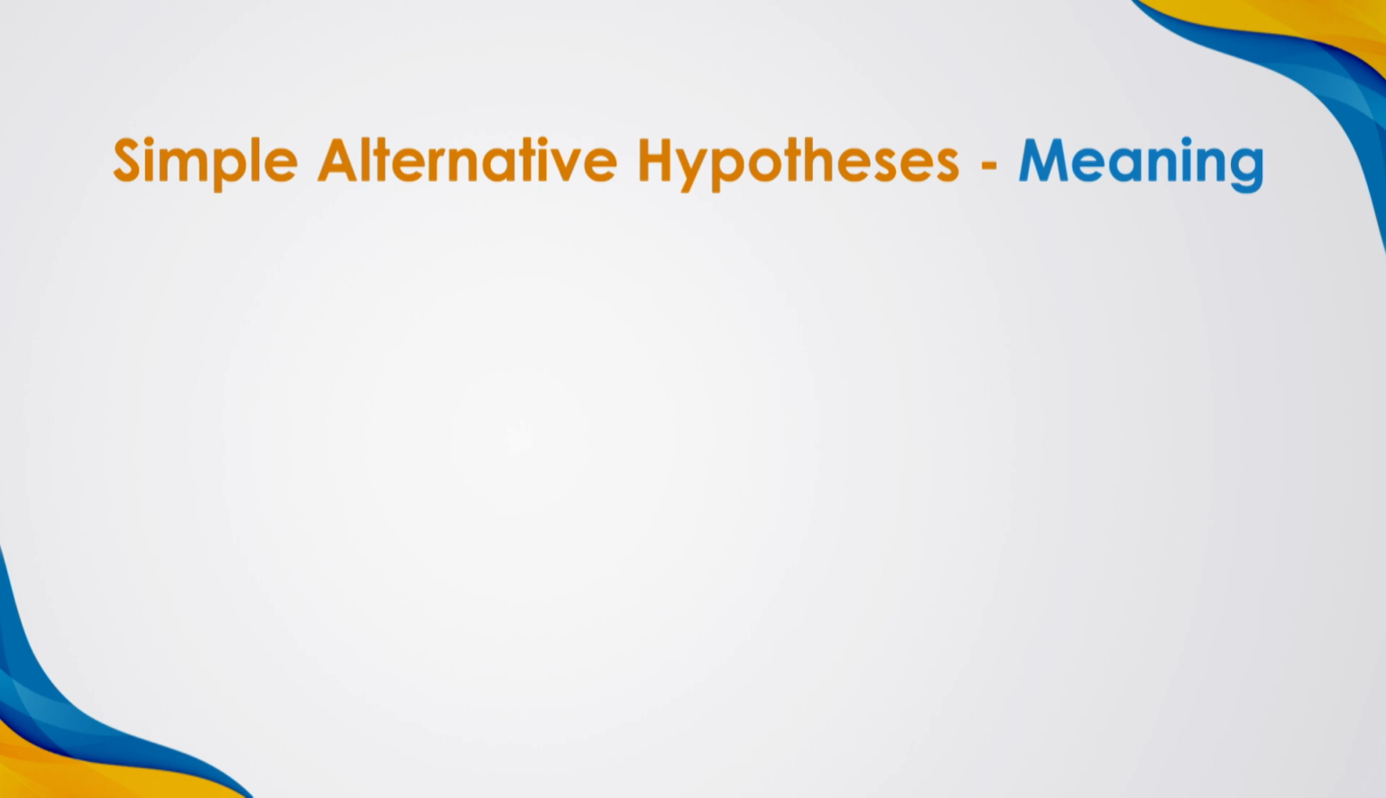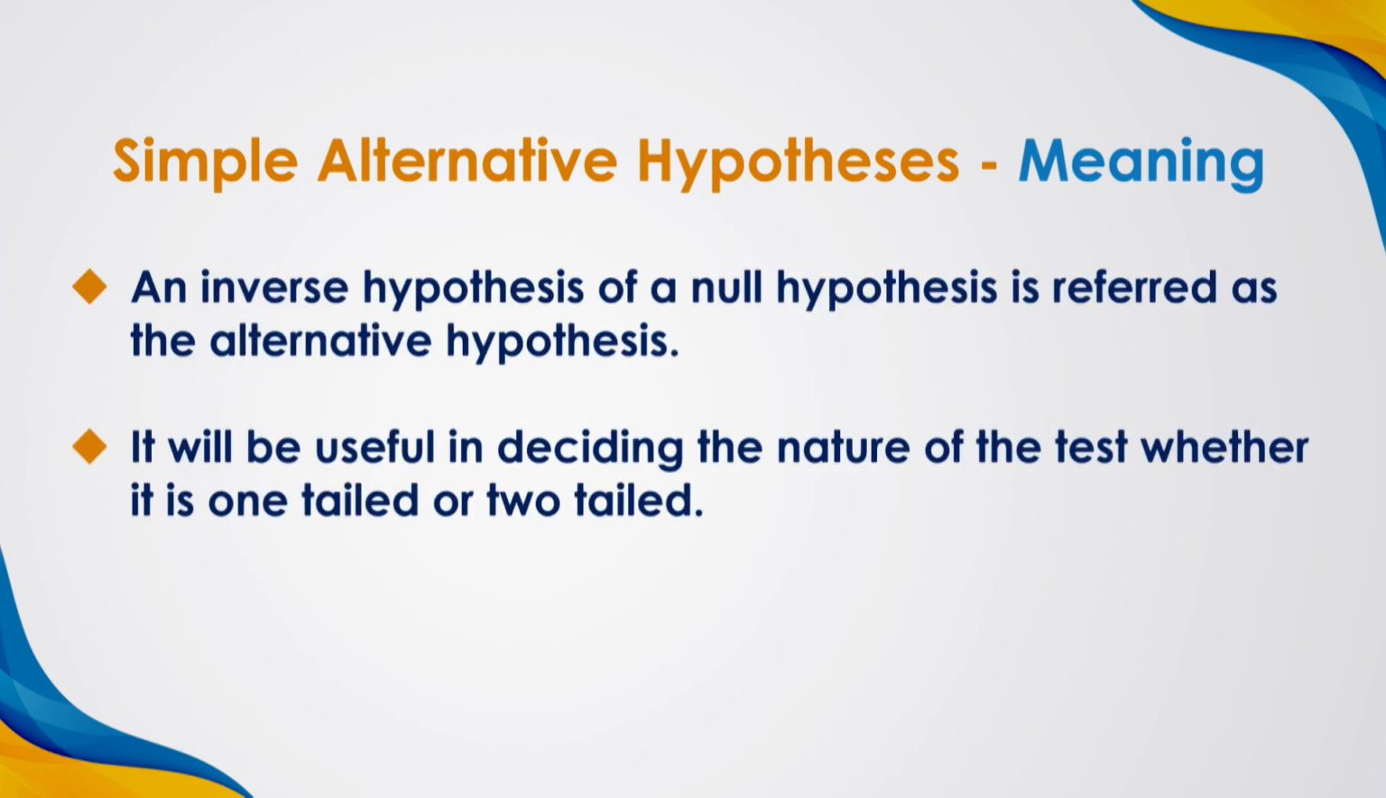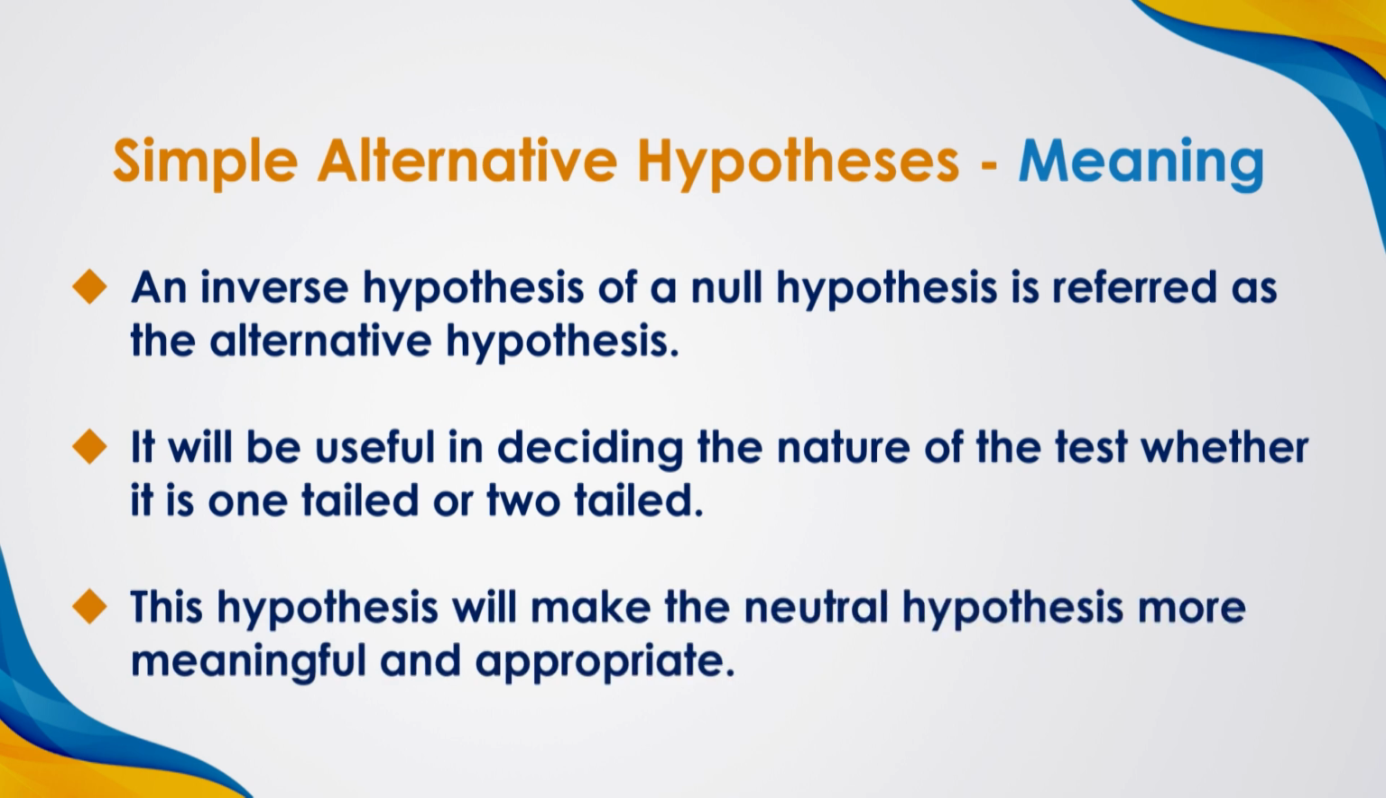Coming to the simple alternative hypothesis, meaning-wise it should be unambiguous. An inverse hypothesis of a null hypothesis is called an alternative, and it should be unambiguous, then only you call it a simple alternative hypothesis. So, it will be useful for deciding the nature of the test also.